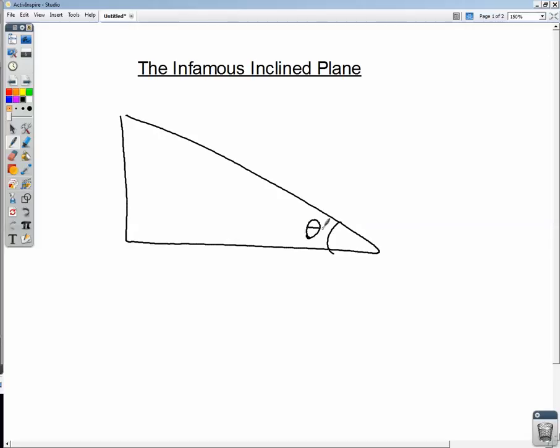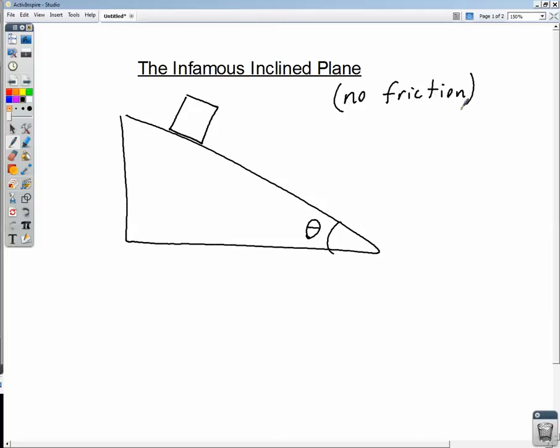And we've got an object here, let's say a box, and we're going to say that there's no friction. We will eventually get to be able to deal with friction, but not this time. Let's start with no friction.